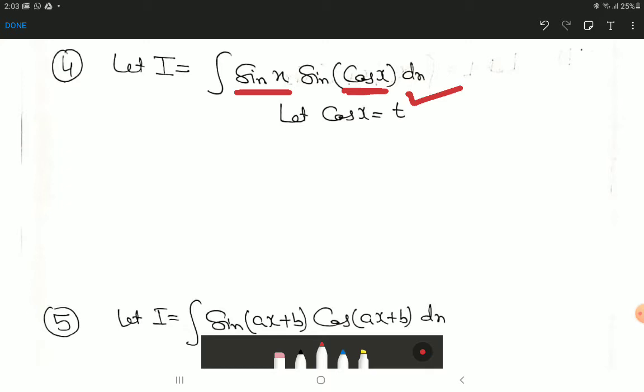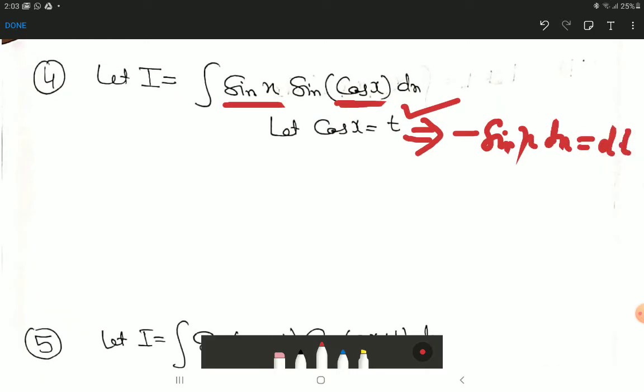Let cos x is equal to t. Differentiate both sides. Derivative of cos x is minus sin x dx, and that of t is dt. Multiply both sides by minus sign, so it will become sin x dx is equal to minus dt. Some people say I have transferred minus to right hand side. Basically we have multiplied both sides by minus 1, or you can say we have divided both sides by minus 1. So this minus will be transferred from left to right.